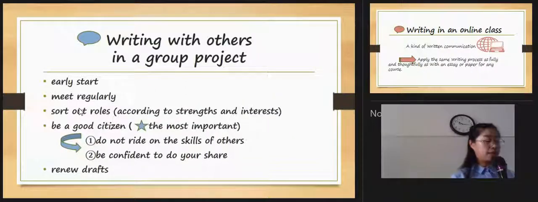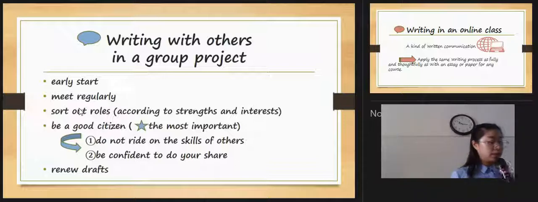Here are the guidelines for writing with others in a group project. First of all, get off to an early start and meet regularly through the process. And it is important to sort out roles according to your own strengths and interests. And the most important is to be a good citizen. Remember not to rely on the skills of others, and always be confident to do your share.